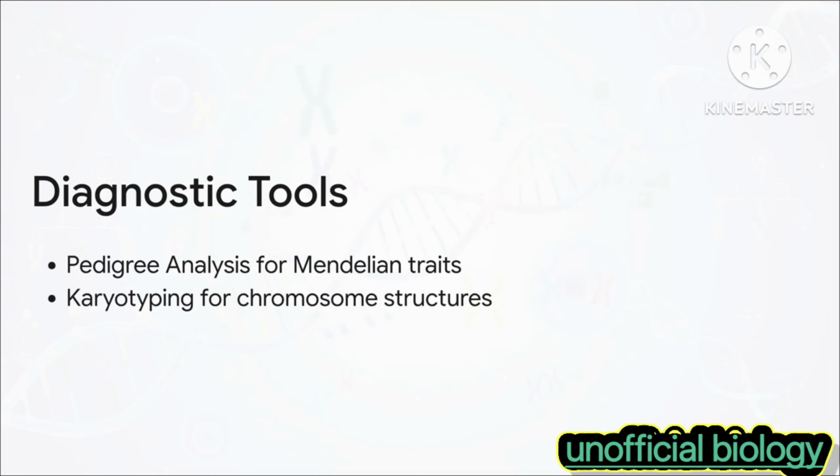And modern science has developed incredibly specific tools to detect both of these. For Mendelian single-gene disorders, we rely heavily on pedigree analysis. By mapping out a family tree over several generations, geneticists can see exactly how a recessive or dominant trait is hiding or expressing itself. For chromosomal disorders, we use karyotyping. This involves literally taking a photograph of the cell's chromosomes under a microscope to visually count them and check their physical structure, looking for the very abnormalities that Morgan's early fly theories first hinted at.